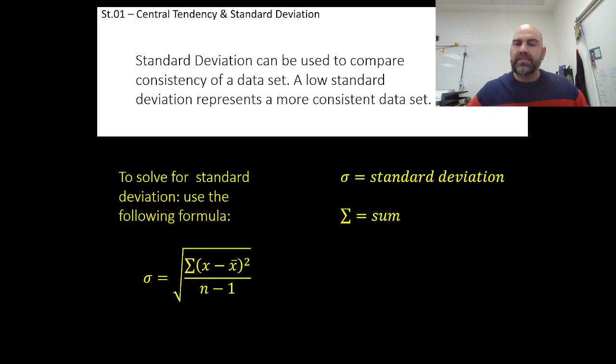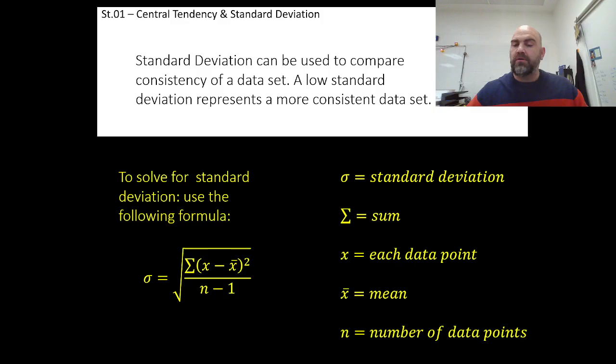But inside there, you'll see this little funny E-looking shape, and that represents the sum. So we take all the data points after that sum and add them all together. We use it for mean as well. X represents each data point. X bar, which comes up next, represents the mean. And n represents the number of data points that we have.